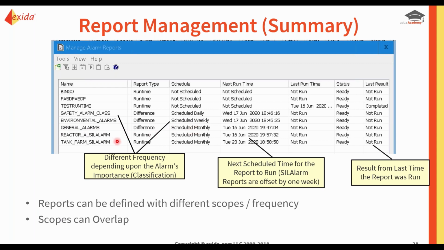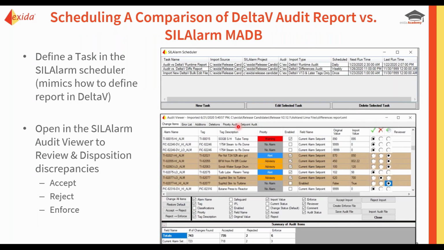We can also define the runtime reports that would be used for comparison against SILAlarm, and maybe they're set to run monthly, and then in SILAlarm we set it up to pick up these reports automatically and run the audit based on grabbing the report that was created as defined here. So you can really define a set of reports that allow you to get the best of both worlds, the alarm configuration snapshot approach and the higher frequency OPC approach, particularly applied to your most critical alarms.